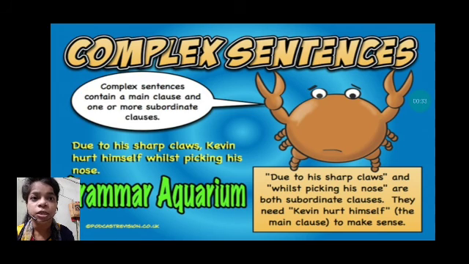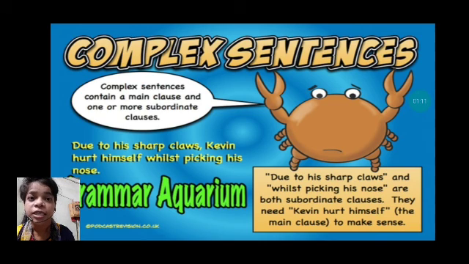Due to his sharp claws, Kevin, the name of the crab is Kevin, hurt himself with picking his nose. Now this is a sentence, a statement about the crab. Now see the rectangular box. Due to his sharp claws, one part, and with picking his nose, second part, are both subordinate clauses. They need Kevin hurt himself, the main clause, to make sense. Means in this sentence, Kevin hurt himself is the main clause.